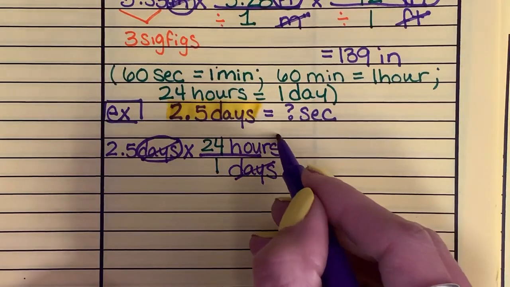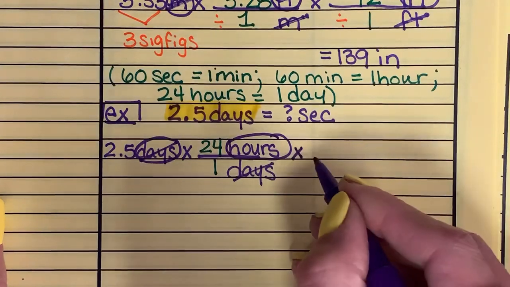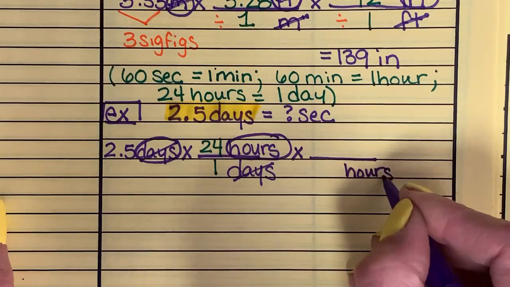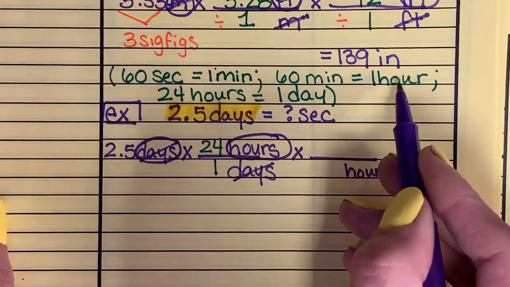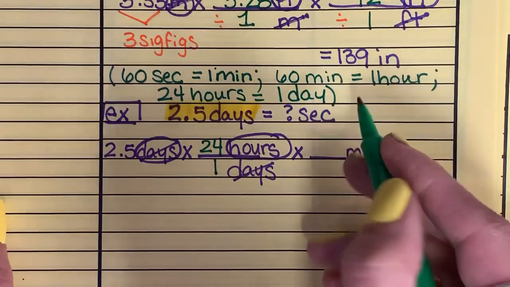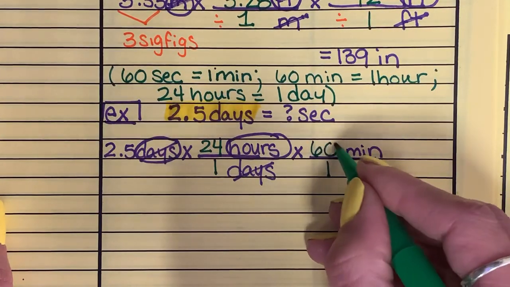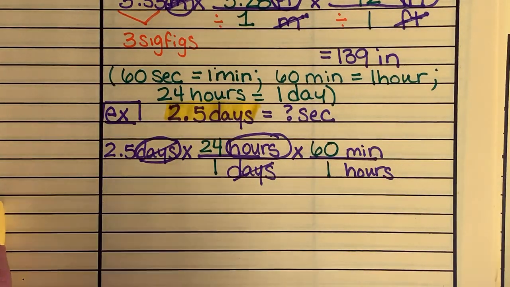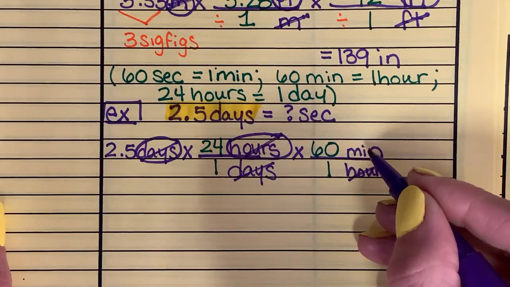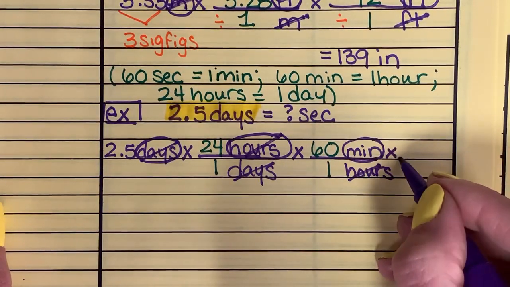Now I'm left with hours. I don't want hours, so I need to go again. Because I want hours to go away, it goes on the bottom. I can change hours into minutes. I know that 1 hour is equal to 60 minutes. That gets rid of hours. That gets me minutes. Well, I don't want minutes. I want seconds. So I need to go again.